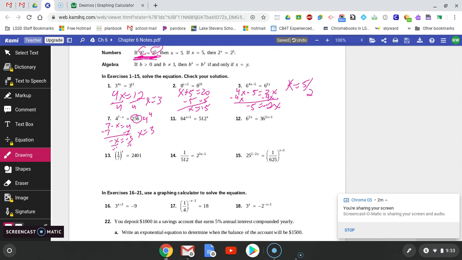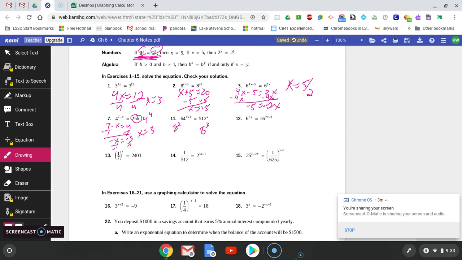On number 11, they don't have the same base, so I need to try to find a way to write them so that they have the same base. So see if you can find some base with an exponent that 64 and 512 can both be broken up into. So both of them can be broken up into 8 to some power. 64 can be broken down into 8 to the 2nd power, and 512 can be broken down into 8 to the 3rd power.